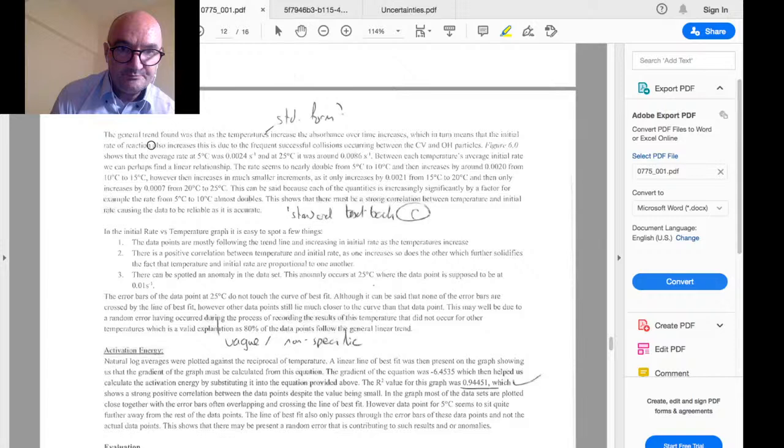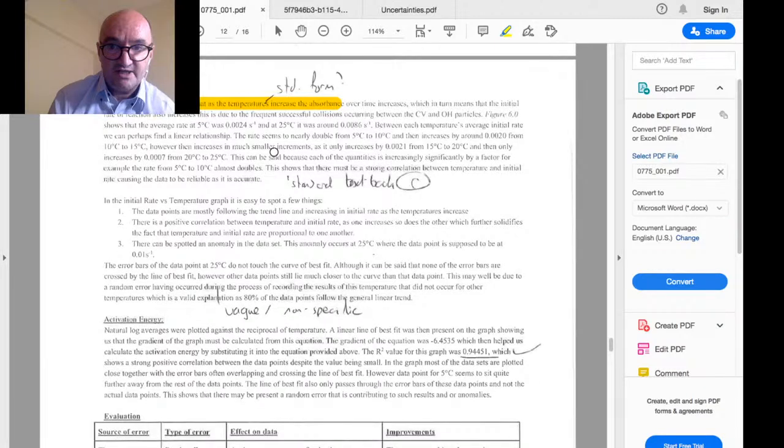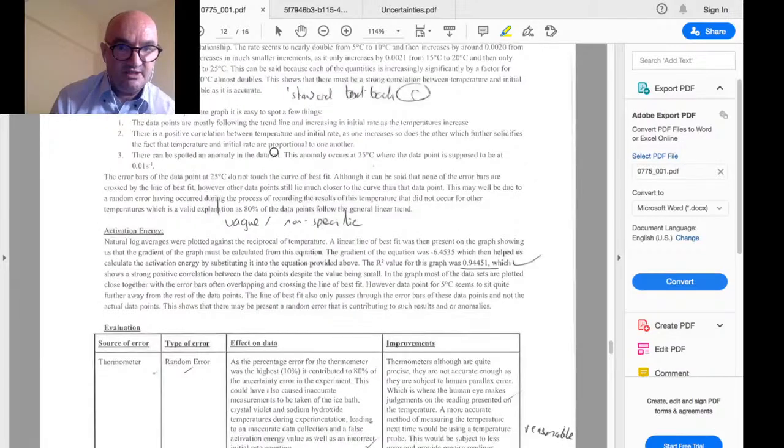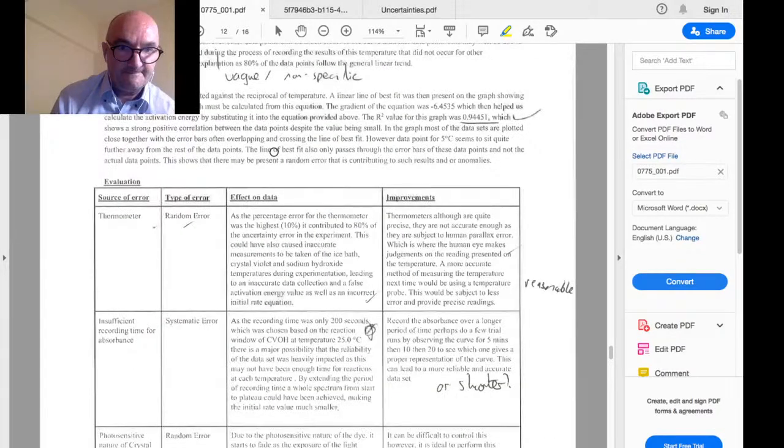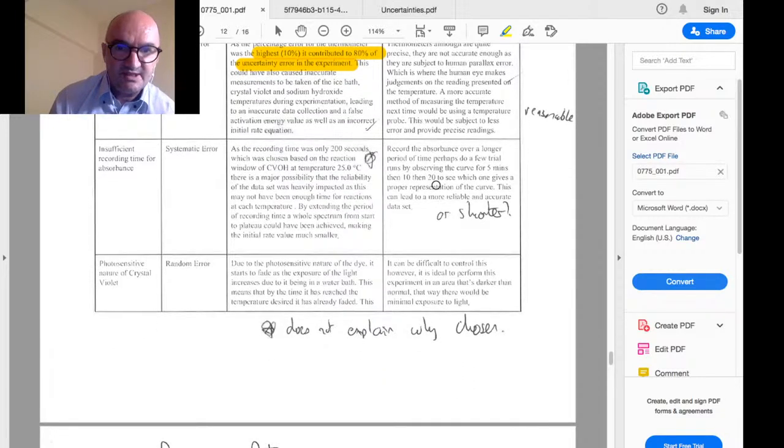The general trend found was that as temperatures increased, the absorbance over time increased, which means that the initial rate of reaction also increases. Again, it's just standard textbook knowledge that we all teach and learn as we're going through the IB. But it's fine, she proved it, that's okay. We then see the evaluation. It's looking fairly reasonable. She's got a thermometer, but she's got some number, 10%, contributed 80% to the uncertainty in the experiment. That's huge. But she doesn't state what the uncertainty was. It's reasonable, but it's kind of superficial.